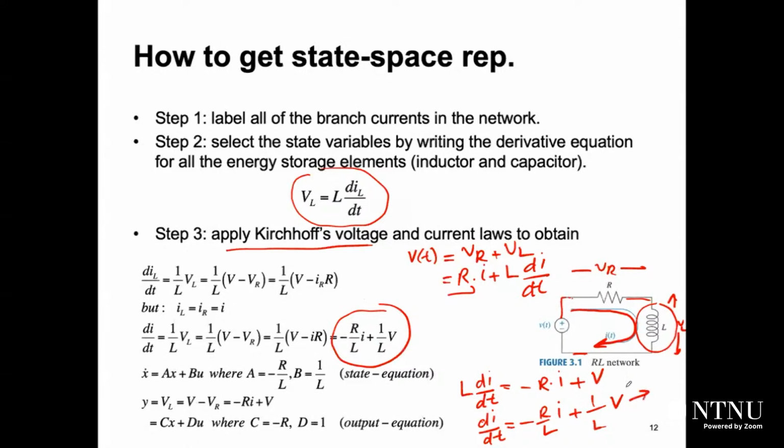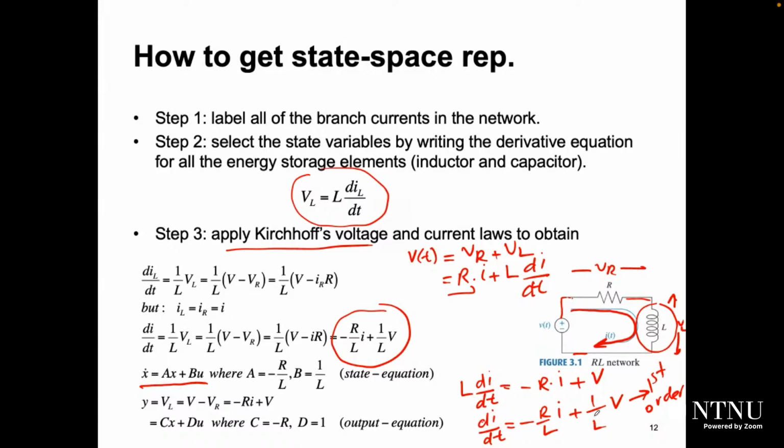I mean, the definition of a state space representation is a set of first order differential equations. This equation is first order, right? So in fact, we can use this to represent my model in a state space representation. And because the state space representation, as I told you, is x dot equals Ax plus Bu, now we have the state equation, which will be di/dt equals minus R divided by L multiplied by I plus 1 divided by L multiplied by V.